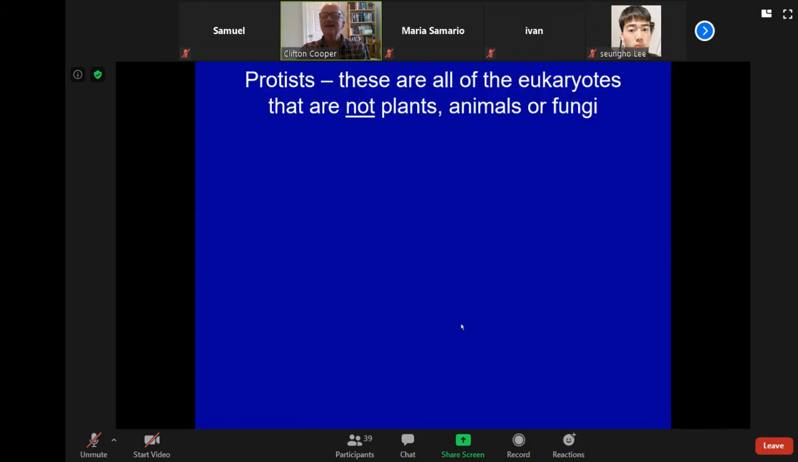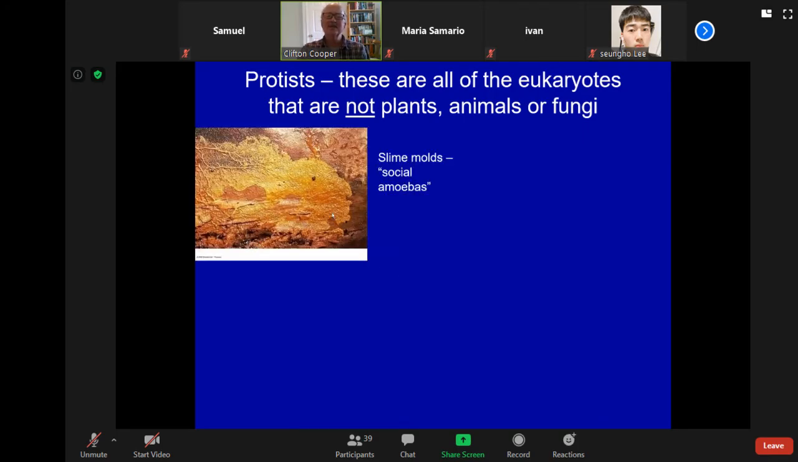Then we've got this general heading of protist, and you'll encounter this term, and what this is doing is looking at all of the different kinds of eukaryotic organisms, and subtracting out the plants and the animals and the fungi, and looking at everything that's left. Turns out there's a lot left over. And so we've got, for instance, things called slime molds.